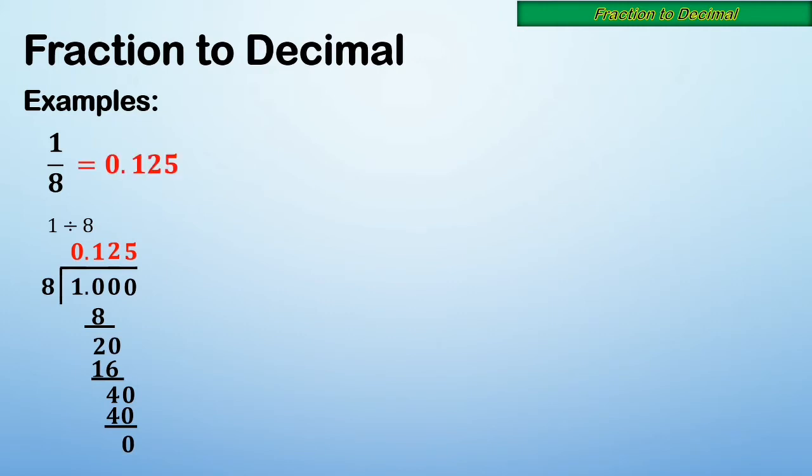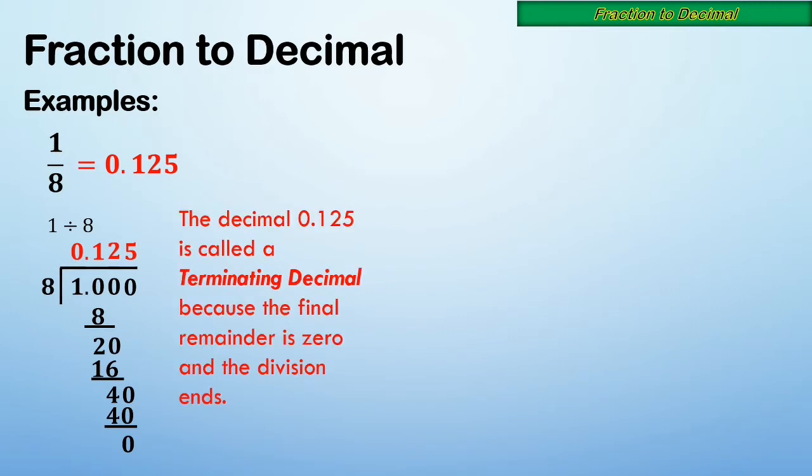Therefore, 1/8 is equivalent to 0.125. Okay? From fraction to decimal. Okay? From fraction, naging decimal. Okay? That's it. The decimal 0.125 is called terminating decimal because the final remainder is 0 and the division ends.